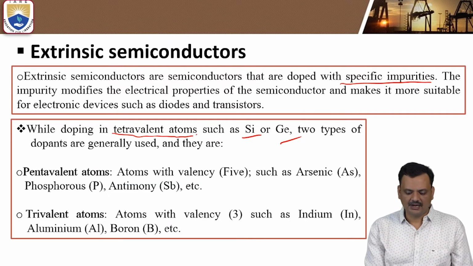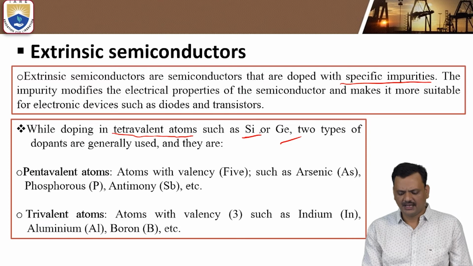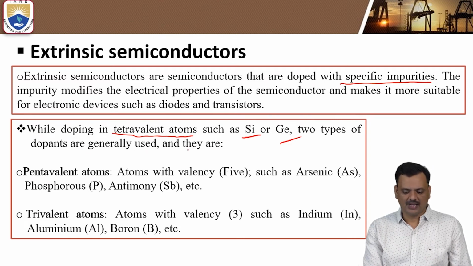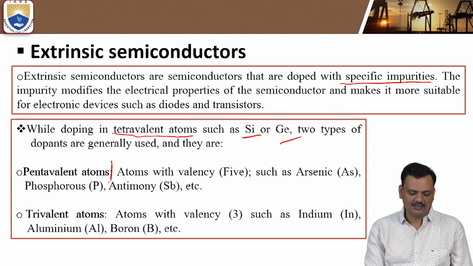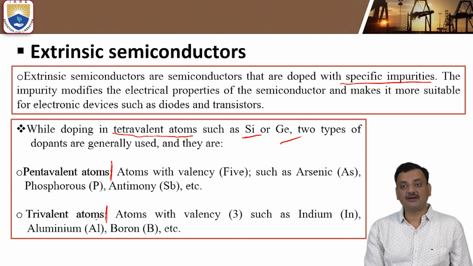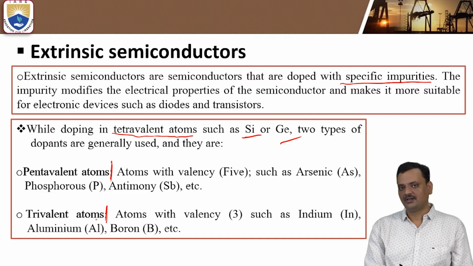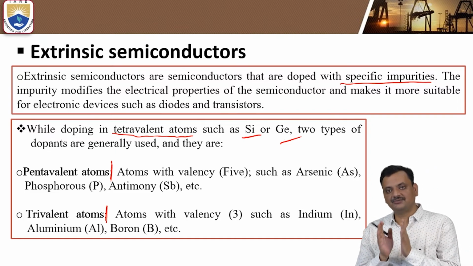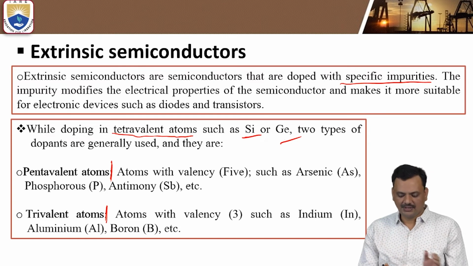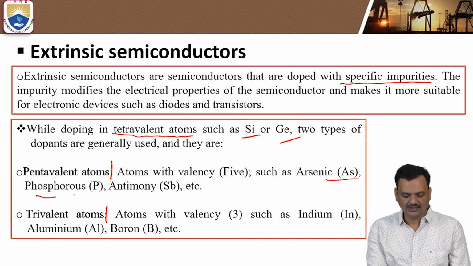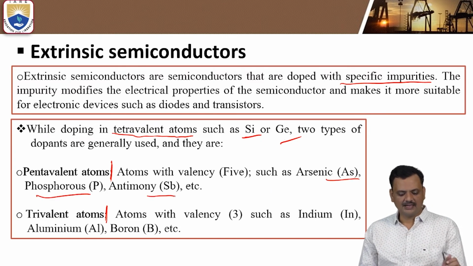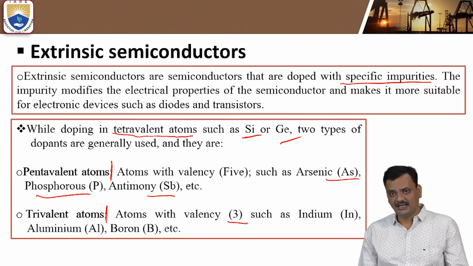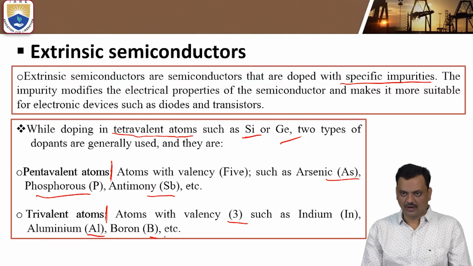While doping in tetravalent atoms such as silicon or germanium, two types of dopants are generally used, and they are pentavalent and trivalent. Pentavalent means fifth group elements, those elements having valency 5. Examples: arsenic, phosphorus, antimony. And trivalent atoms, atoms with valency 3, such as indium, aluminium, boron.